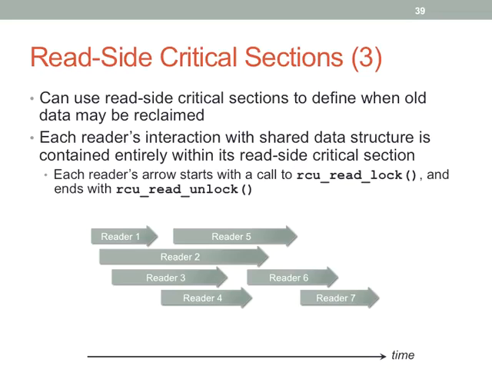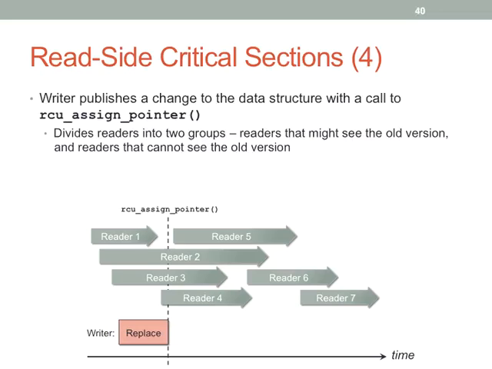Okay, so let's start thinking about this. These are a bunch of readers accessing a data structure, and you can see that they access it for different amounts of time. You can think of it basically as the start of the arrow is the point in time where they call RCU read lock, and the end of the arrow is where they call RCU read unlock. So that reader is not allowed to be interrupted for that entire period of time. Now somewhere inside there, we call RCU assign pointer.